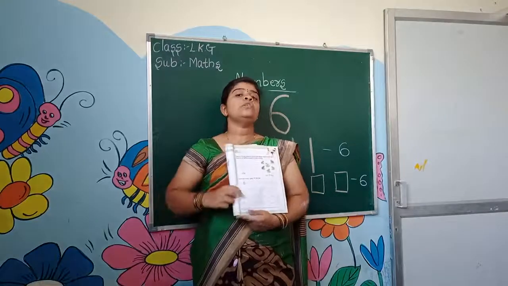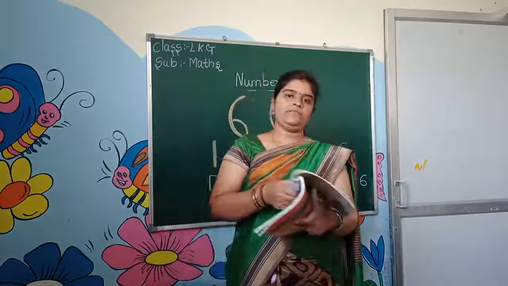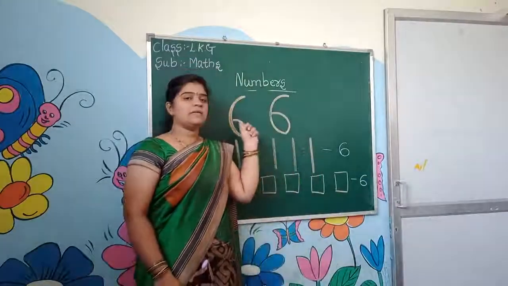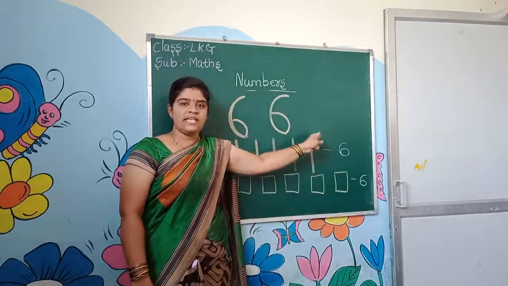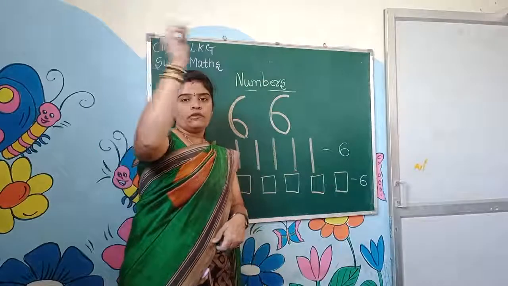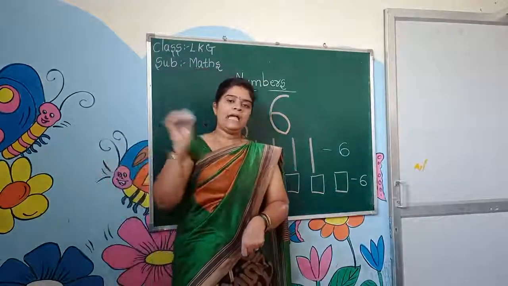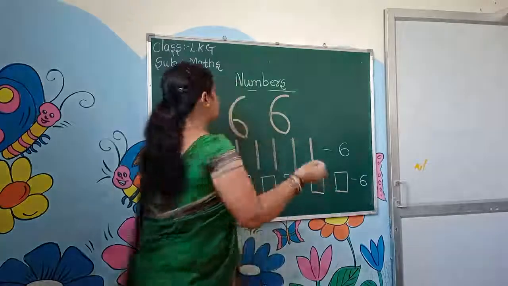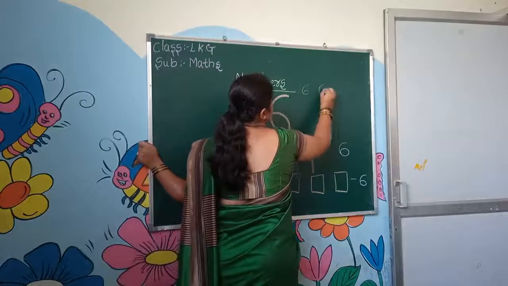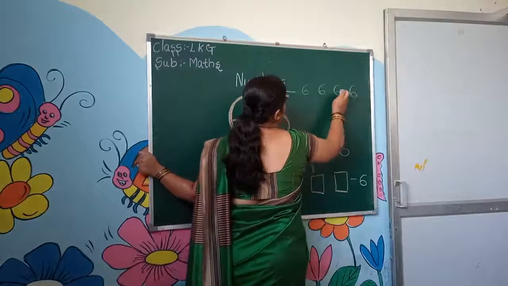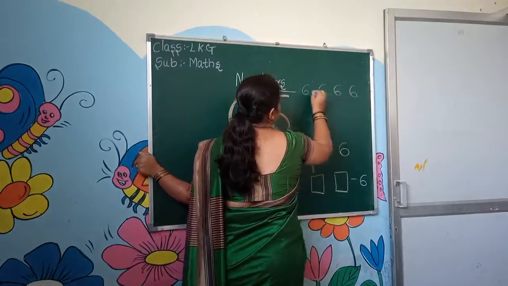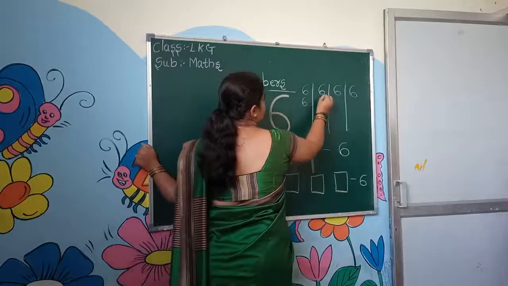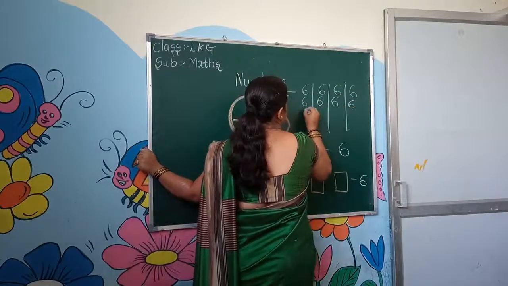We have to say and write. What do you have to do? You have to write the number 6 and draw 6 pictures. Below, you write a big 6 and fill in the color. And on another page, you have to write like this: 6, 6, 6, 6. Draw a column, and below you write 6, 6, 6, 6, like this.